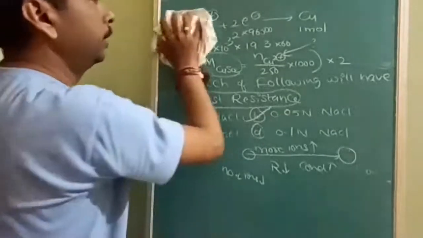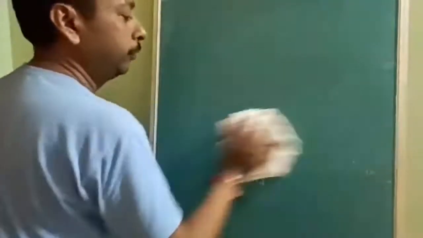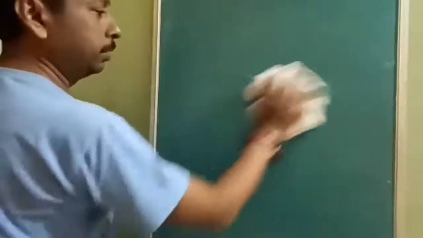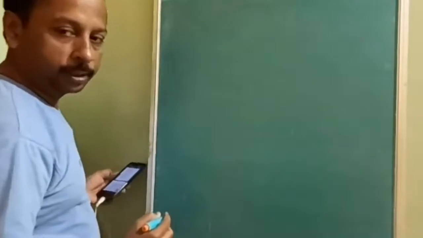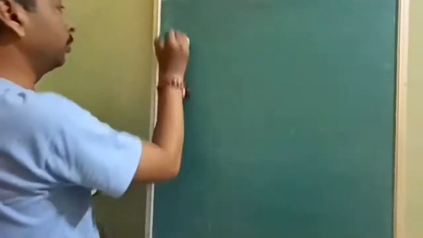Is this concept clear now? Okay, if nobody is there to conduct, then resistance will be more. Number of ions should be more. Number of ions more means concentration should be more. Okay?